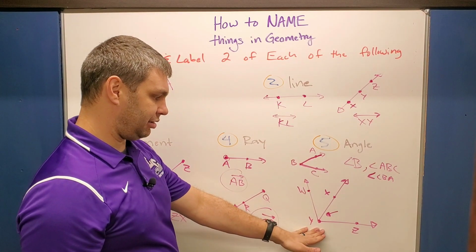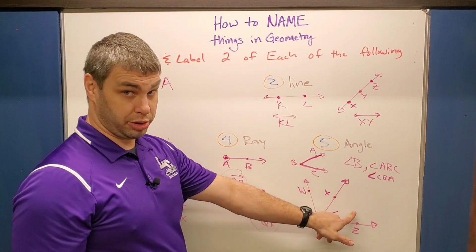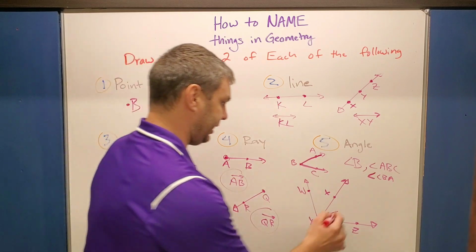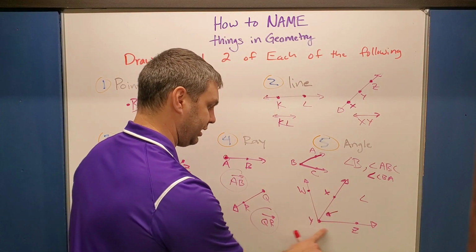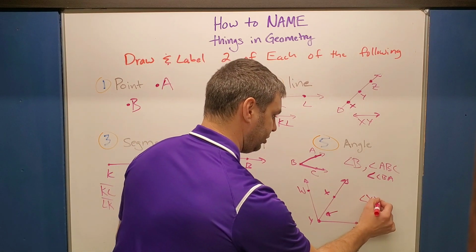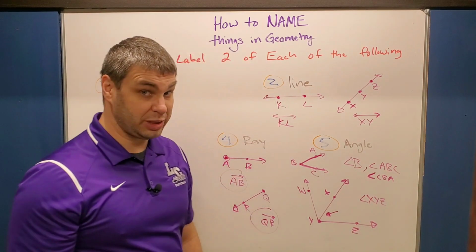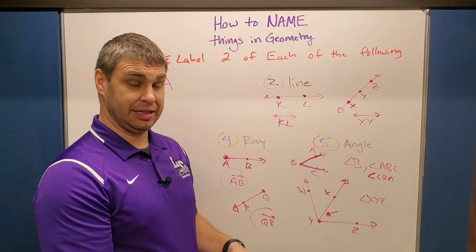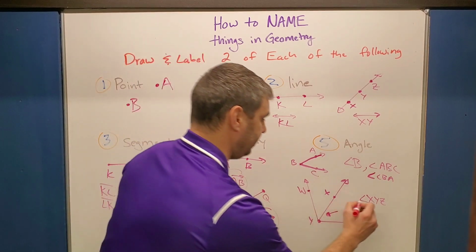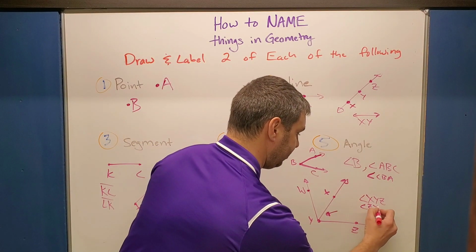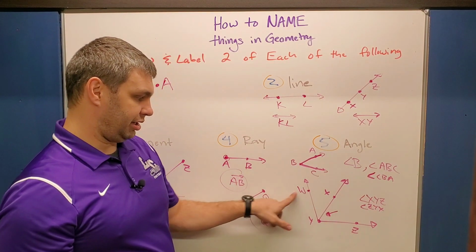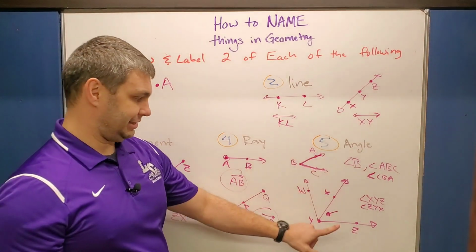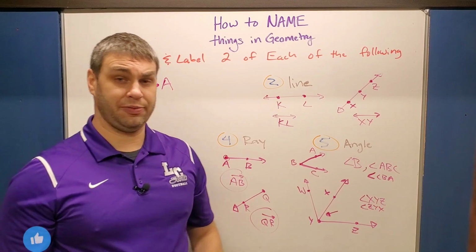Here I can't say this is angle Y because I don't know if I'm talking about the top or the bottom one. Because of that, I have to use 3 letters, X, Y, Z, in order to distinguish which angle I'm actually talking about. Now you can flip those letters around and say this is angle ZYX. That's still the same angle, but you are unable to just say Y, as I don't know which one it is. All right, hopefully this helped you out.